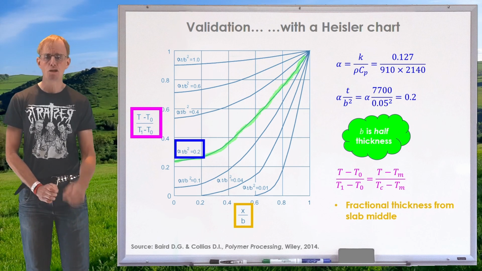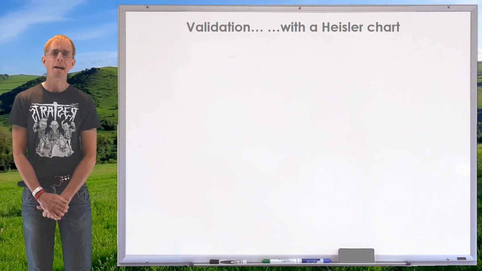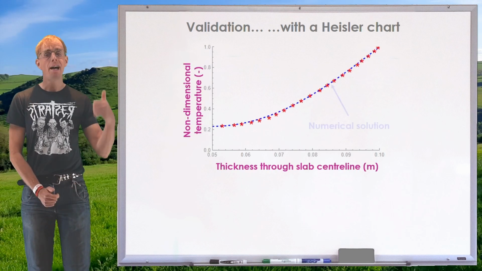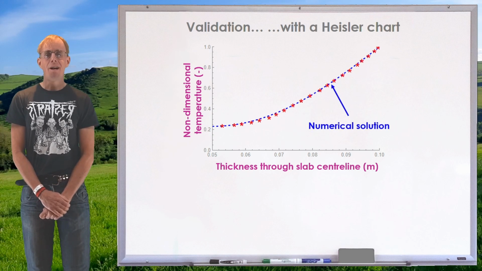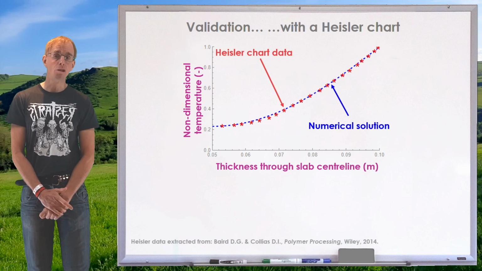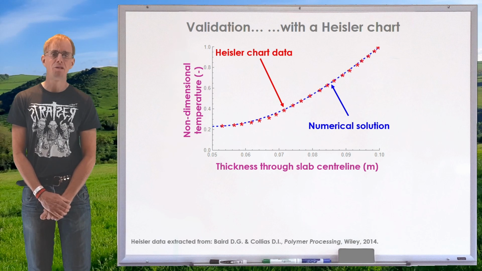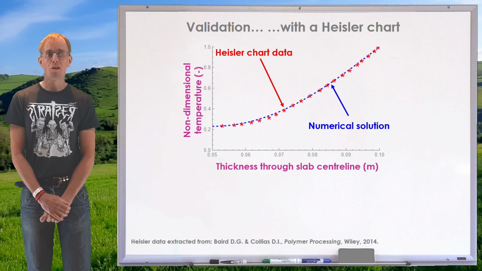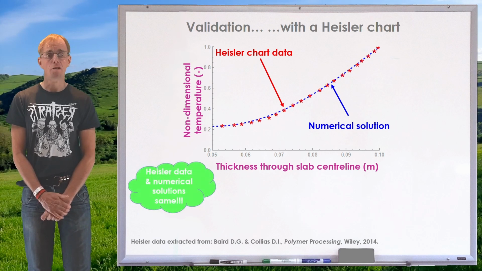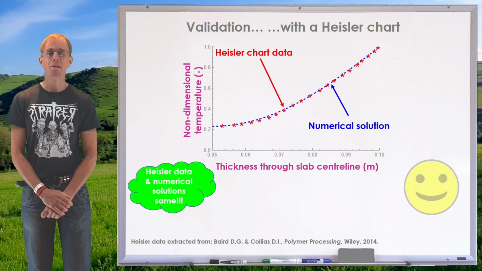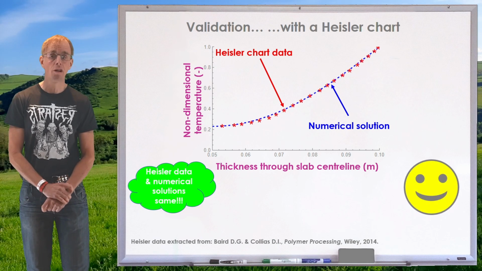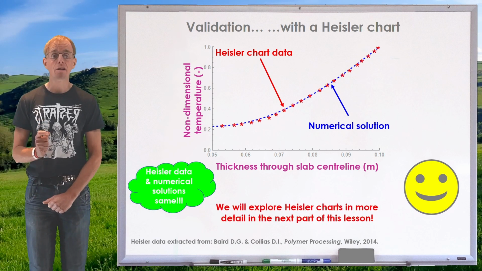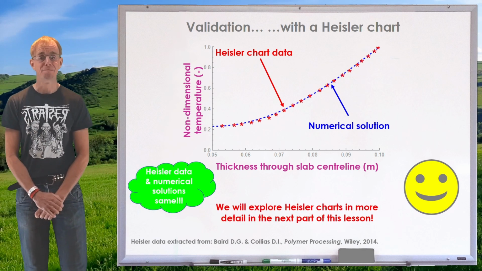All right, so let's extract the data from that green line, and let's non-dimensionalize the data from our numerical solution and plot them together, and this is what we find. I'm happy with this because my numerical solution, which is a blue dashed line, nicely coincides with the Heisler chart data, which is the series of red stars. So the Heisler data and the numerical solution are the same. That makes me happy because I now know that I can trust my numerical solution. So Heisler charts are very useful. We're going to explore them in the next part of this lesson.